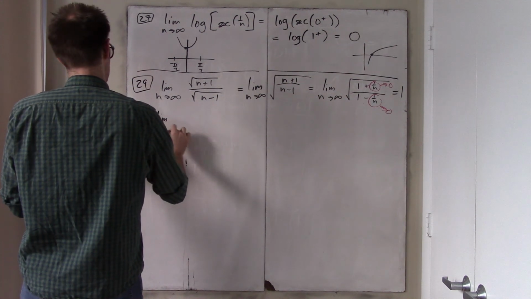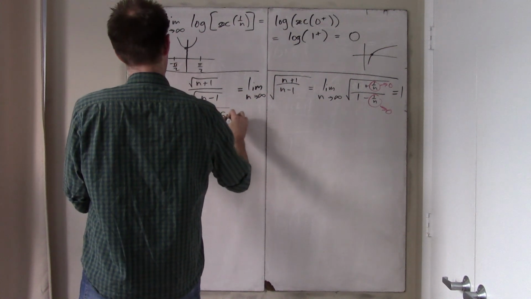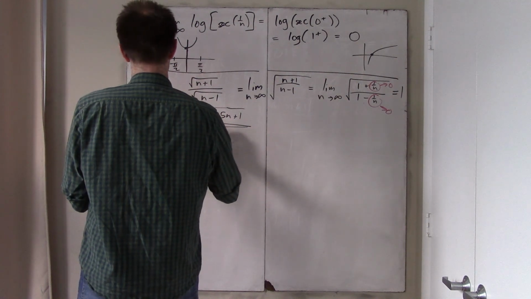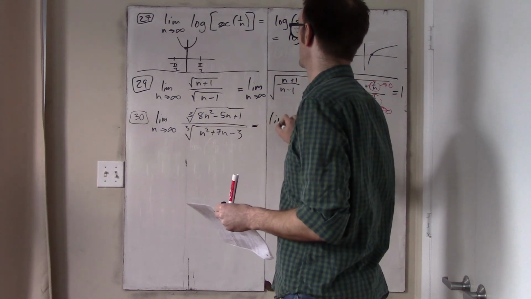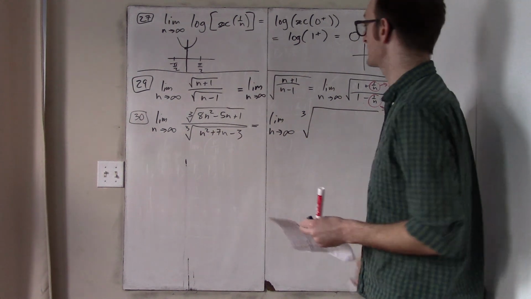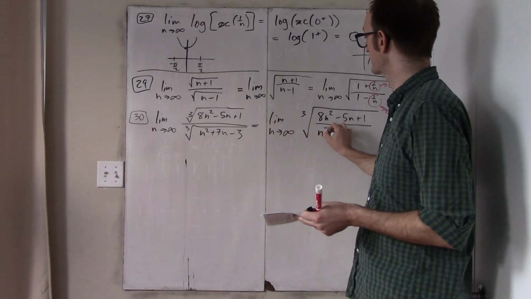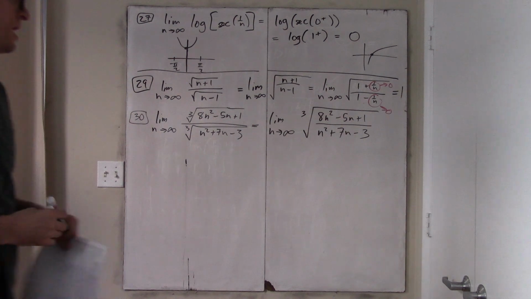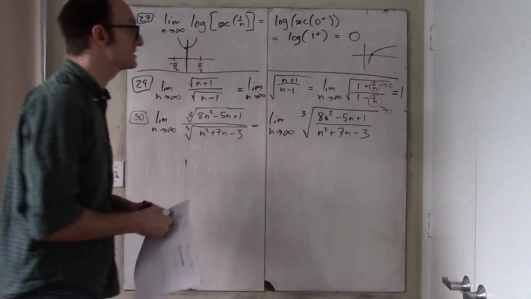I'm taking the limit as n goes to infinity of the cube root of 8n squared minus 5n plus 1 over the cube root of n squared plus 7n minus 3. So maybe the best thing to do here is to write this as one big cube root, and so we get 8n squared minus 5n plus 1 over n squared plus 7n minus 3, and then we use our knowledge of how to deal with rational functions to deal with the inside of this cube root.